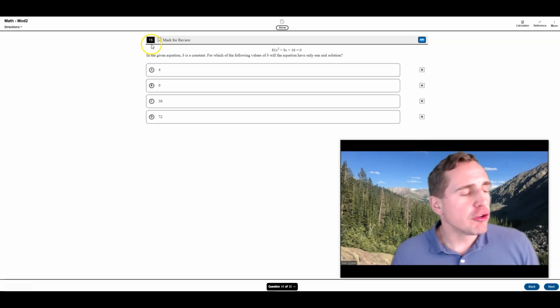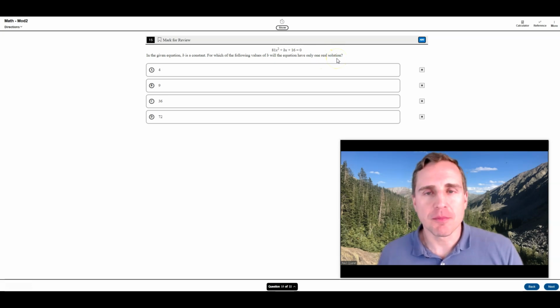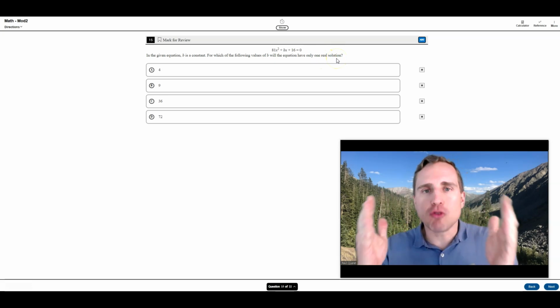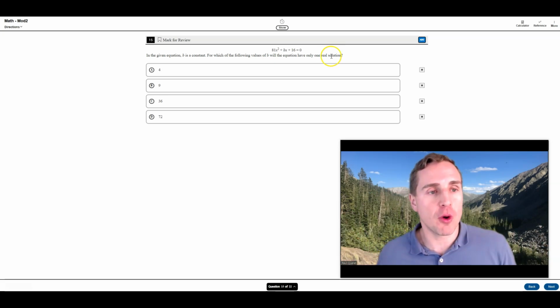We'll move on. Look at question 15. In the given equation, B is a constant. For which of the following values of B will the equation have only one real solution? Well, ladies and gentlemen, this is a quadratic equation written in general form, sometimes called standard form.